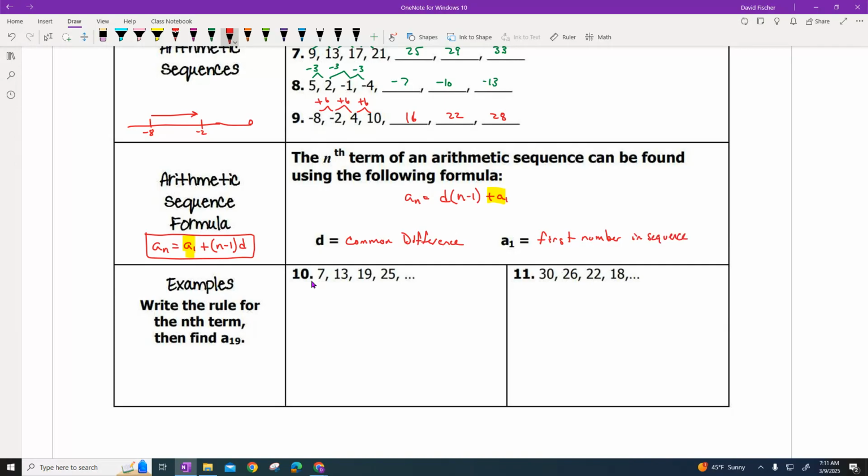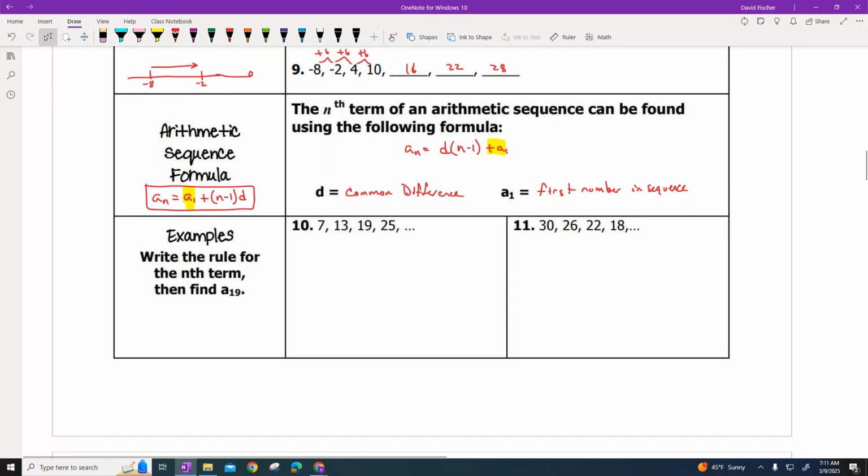Now, what I don't like about this paper today is they keep saying, hey, find a sub 19. So that means find the 19th number. But we need two things before we can go and do this arithmetic sequence. Well, we already know the a sub 1. That's my first number in the sequence. That's 7. But now I've got to figure out what my d is. I always need those two things plus the number I want.